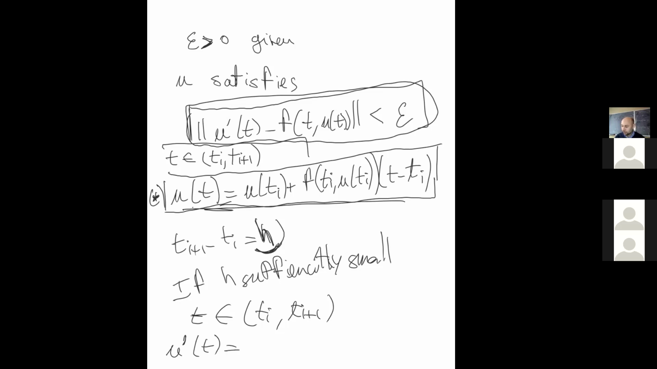De u(ti), de ti, t. U(ti), en fait, puisque tout dépendra de... this is a constant. This is 0. C'est seulement f de ti, u de ti.